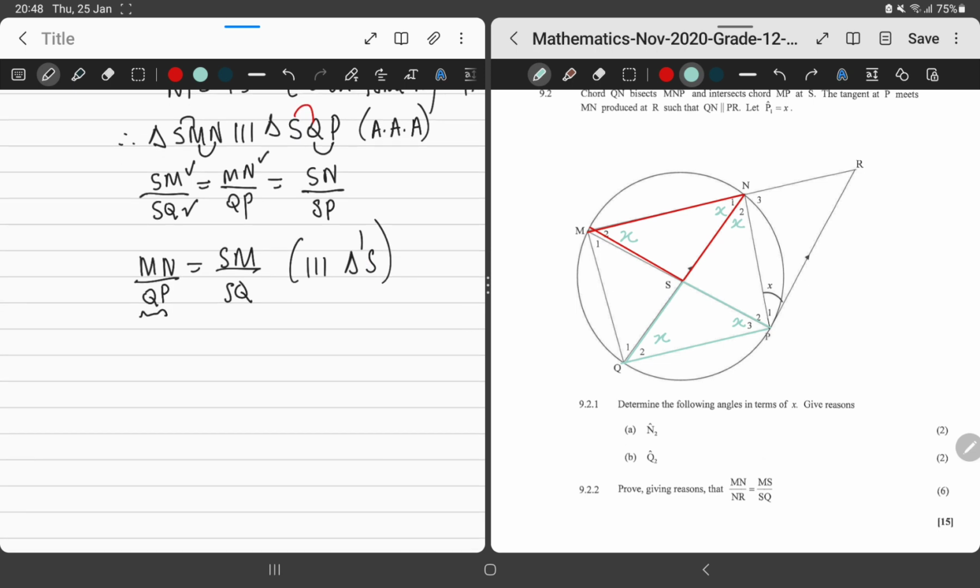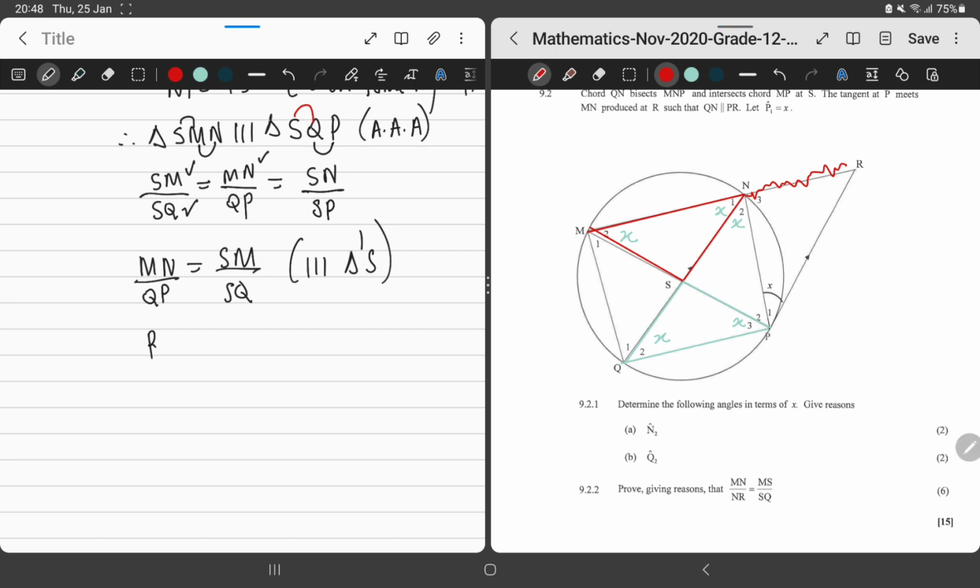But there we have an NR instead of a QP. So it means that NR should be equal to QP, or NR should be equal to another length somewhere in triangle SQP. So let's just do this. NR is right here. Okay.